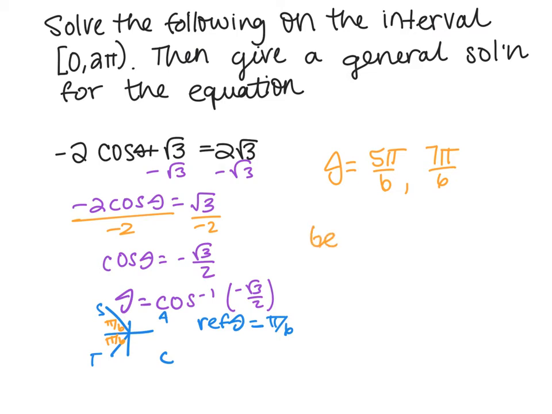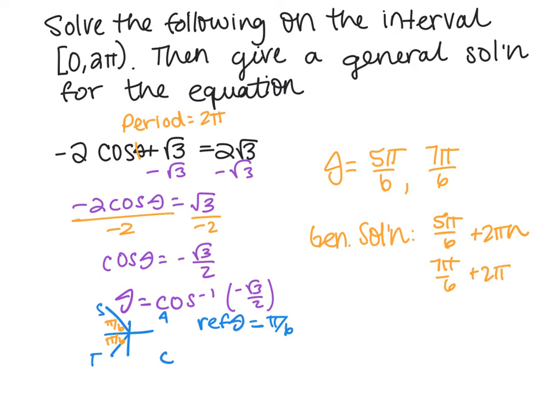Now for the general solution, and same as it's been all along so far, our b value is 1, so our period is just 2 pi. So our general solution will be 5 pi over 6 plus 2 pi n, or 7 pi over 6 plus 2 pi n.